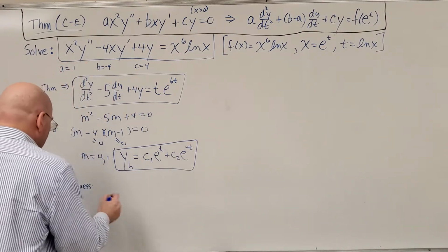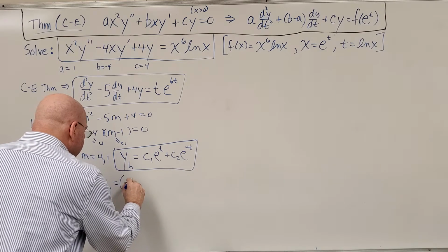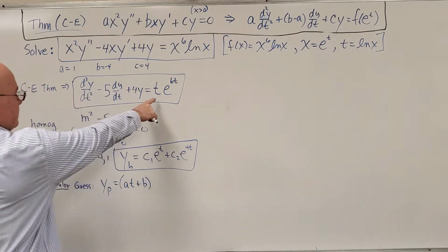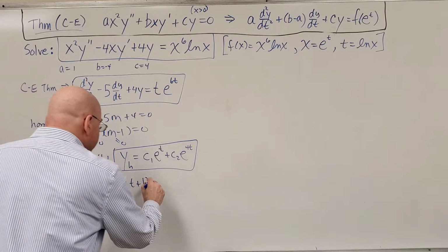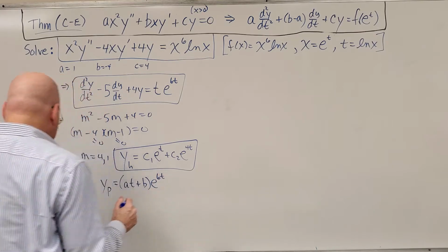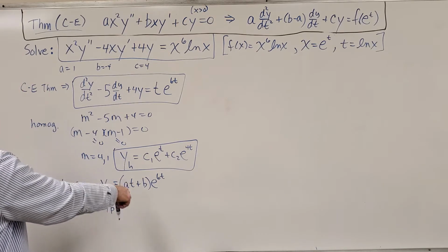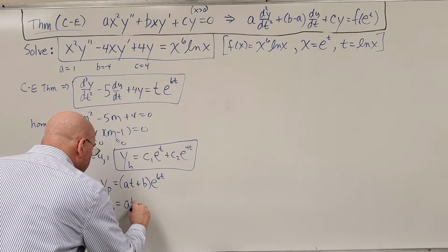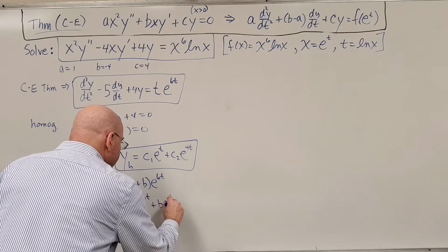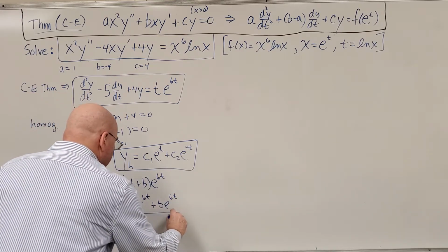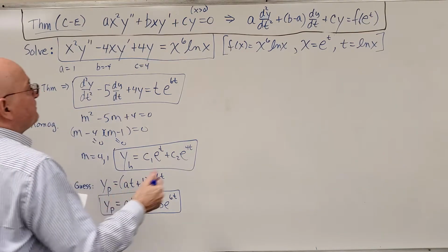So we will guess y particular is equal to at plus b. That's because of this t. That's a generic first degree polynomial times e to the 6t. And I'm going to go ahead for simplicity now. I'm going to multiply it out and get at e to the 6t plus b e to the 6t. I'm going to put a circle around that. Do I have room? I don't think so.